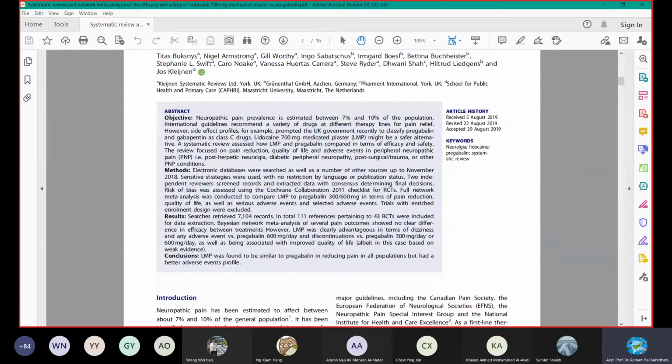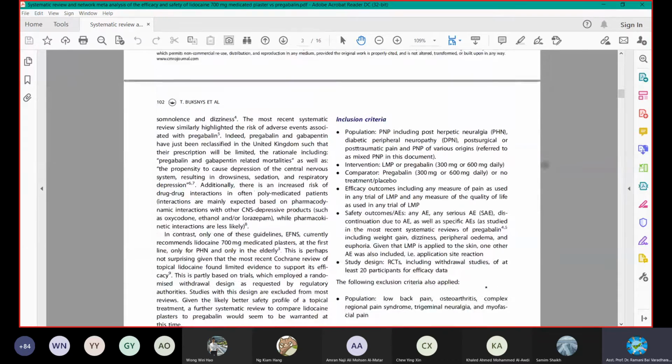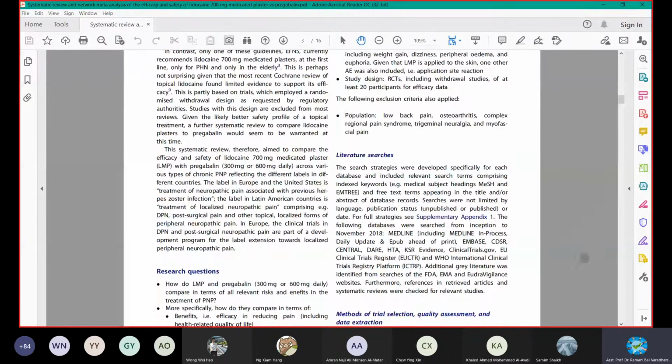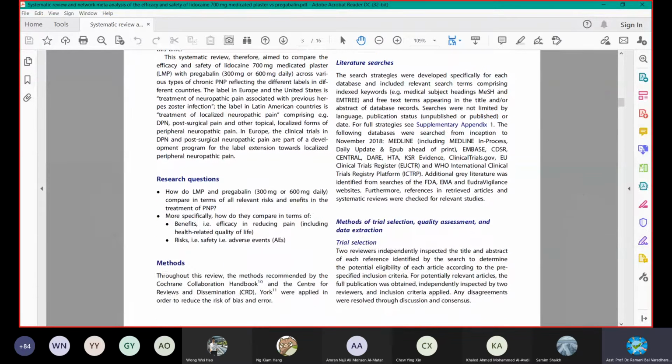Now they are doing the systematic review like this. What they have done, they set the criteria first. These are the labels under which they are going to analyze: population, comparator, interventions, efficacy, safety outcomes, and then study design. These are the criteria. Like this you can say, these are the labels of your table, the headings of your table, something like that.